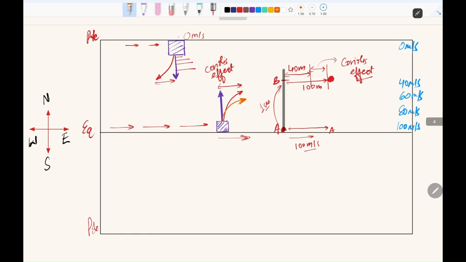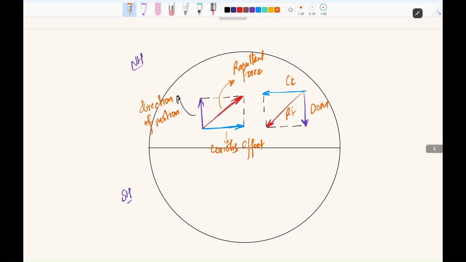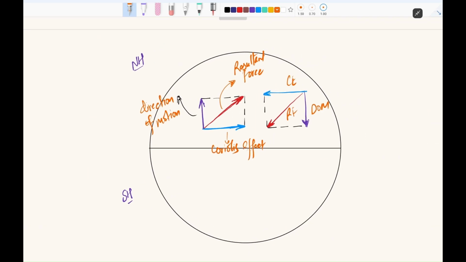So in this case, the first case, the object is being deflected towards the right of the direction of motion, and in the second case also the object is being deflected towards the right of the direction of motion. So in the northern hemisphere, we can see that the objects are getting deflected towards the right of the direction of motion. How is that happening? See, this is the direction of motion, this is the Coriolis effect, the net resultant force is this, so it is right to the direction of motion.